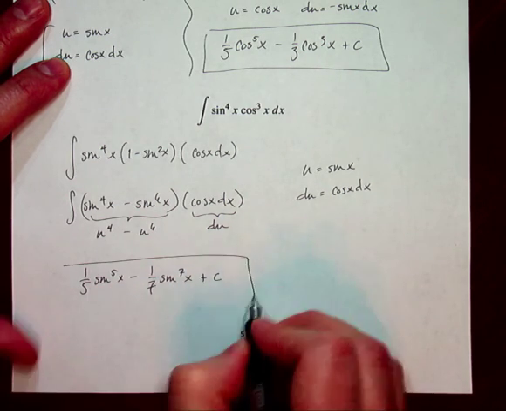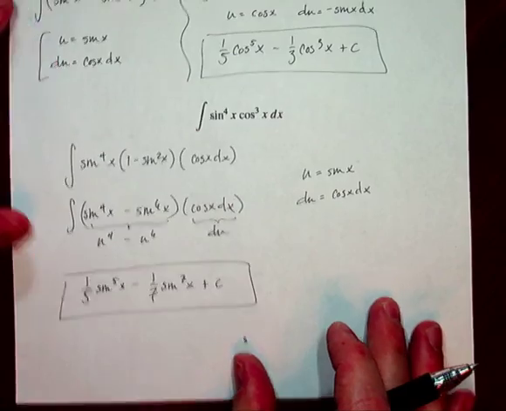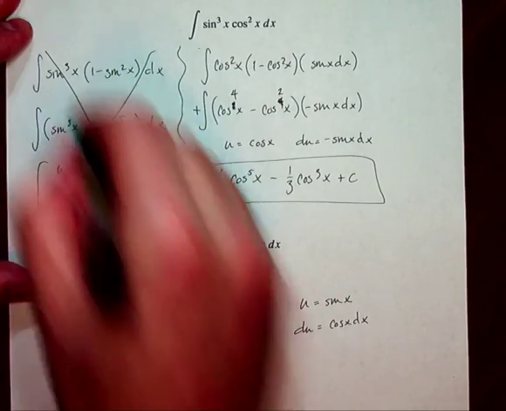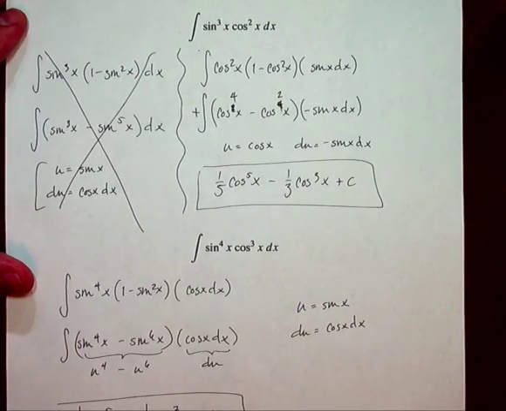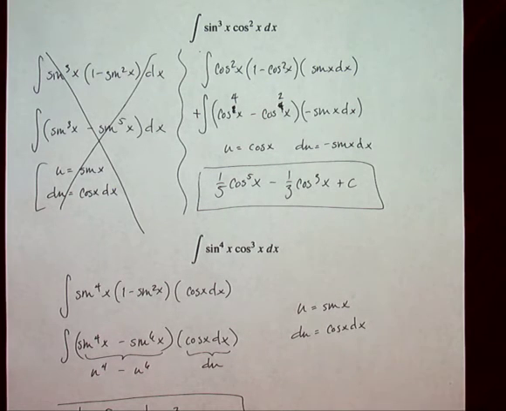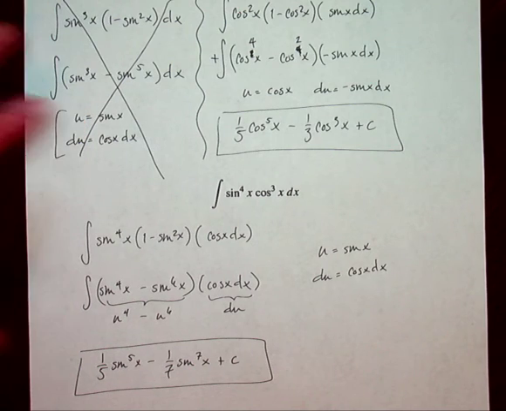Okay, and all that basically to say is that this strategy did not work out because it didn't leave behind something that allowed you to create a usable du such that you could do the trig substitution.